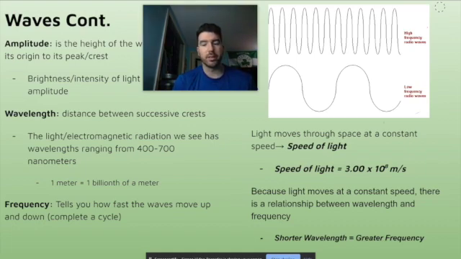And the speed of light is 3 times 10 to the 8th meters per second, so very, very fast. And because light moves at a constant speed, there is a relationship between wavelength and frequency. So that means if there is a shorter wavelength, that light is going to have a greater frequency. And if the light has a longer wavelength, there's going to be a lower frequency.